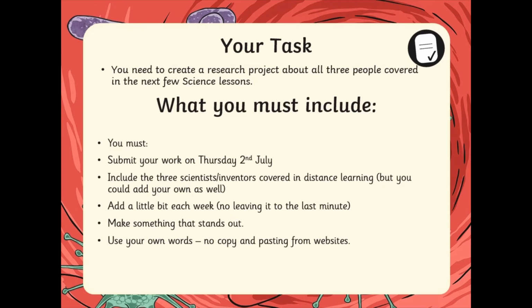Your task, as mentioned at the start of the video, is to create a research project about all three people we cover in our next couple of science lessons. So today, you'll have to start your research and start your poster or your project, or however you're doing it, on Alexander Fleming. You must submit your work by Thursday, the 2nd of July. You must include all three scientists or inventors that we cover in distance learning, but you can add your own as well if you want to. Add a little bit each week. Again, don't leave it to the last minute. I will be checking up to find out how you're getting on and what you've done.